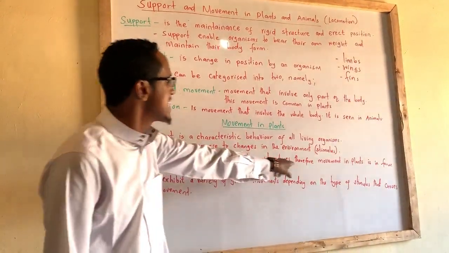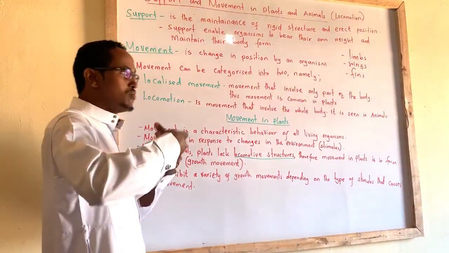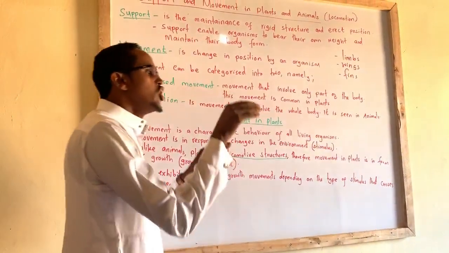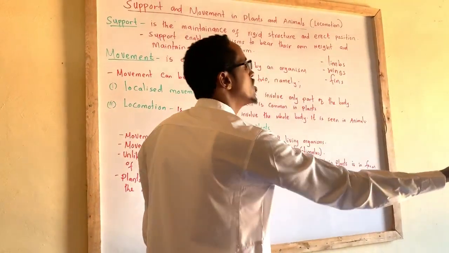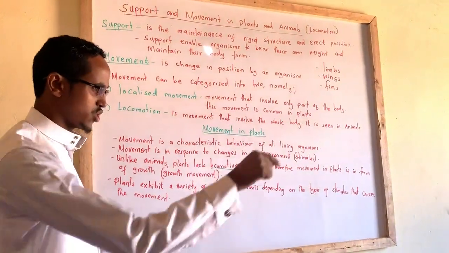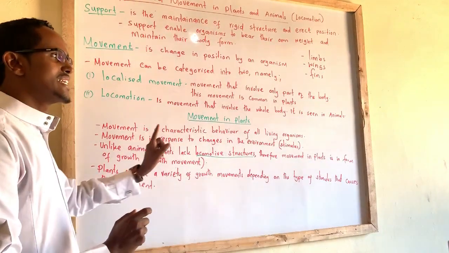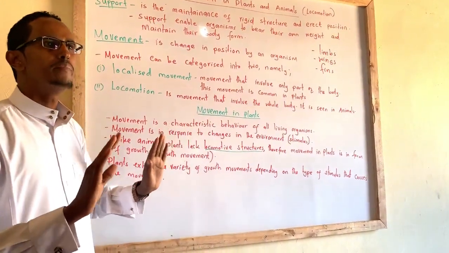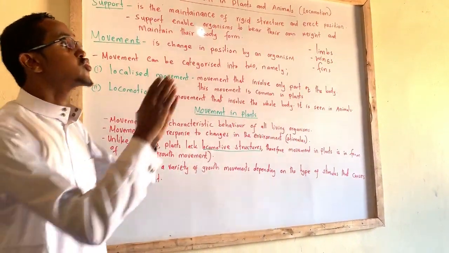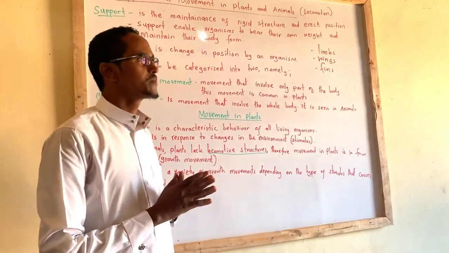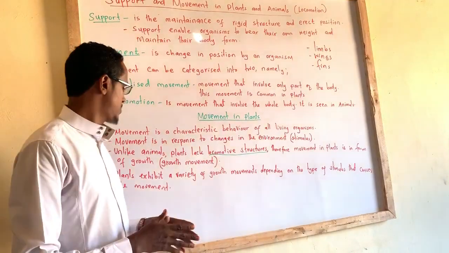Because they lack these, we are saying their movement is in the form of growth. When a plant is to move, it will do that by growing toward the change, or it will grow away from the source of the stimulus. This we call growth movement. Because they lack locomotive structures, plants do not locomote from one point to another, but they move through growth. Their movement is in the form of growth, and therefore we call that growth movement.